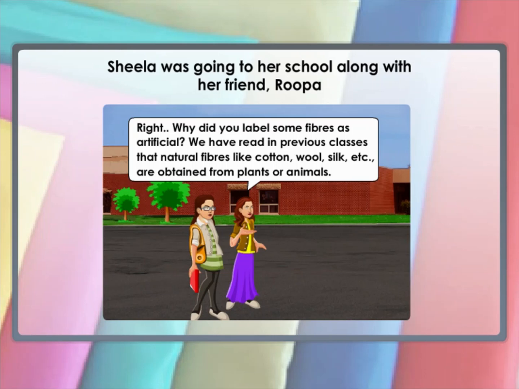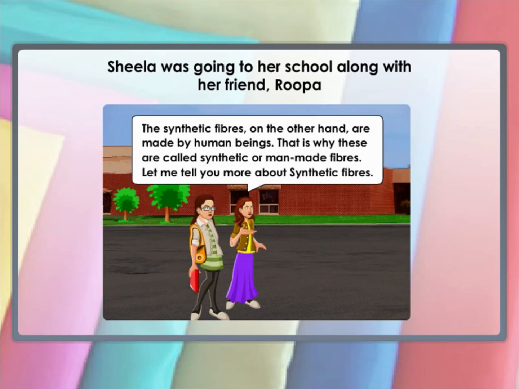We've read in the previous classes that natural fibers like cotton, wool, silk, etc. are obtained from plants or animals. The synthetic fibers, on the other hand, are made by human beings. That's why these are called synthetic or man-made fibers. Let me tell you more about synthetic fibers.